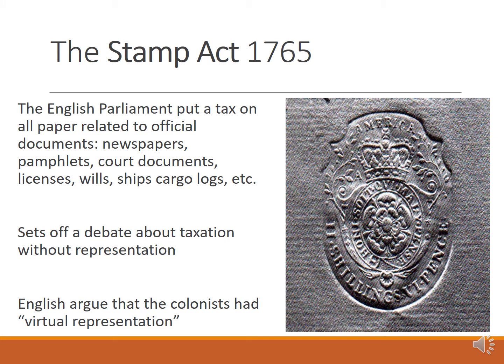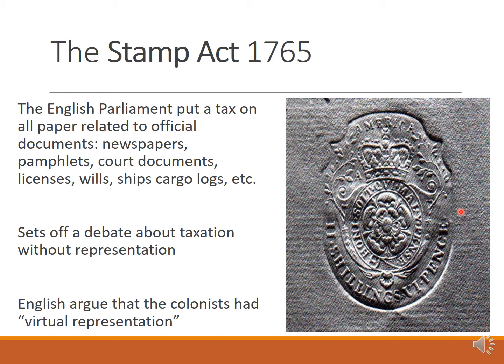So we're going to talk now about the Stamp Act. The Stamp Act was passed by the British Parliament in 1765, and essentially it was a way for them to generate revenue. And so what they did is they decided to put a tax on all paper related to any kind of official documents. So it's not like a stamp like we would think of today, like a postage stamp or something like that. The stamp in this case is actually more like a seal, as you see here in this image. This seal was put on all of the official papers where the tax had been paid.